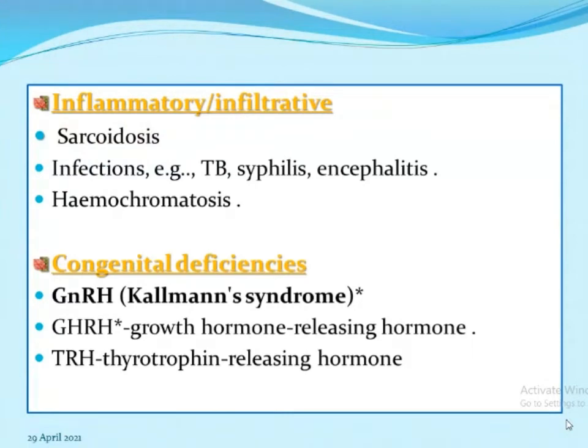What are the inflammatory disorders? Sarcoidosis. Sometimes the pituitary may also be affected by infections like tuberculosis, and also maybe hemochromatosis, which is an infiltrative disease, can also infiltrate the anterior pituitary. We have also congenital deficiencies like Kallmann syndrome, which usually occurs due to isolated gonadotrophin-releasing hormone deficiency.